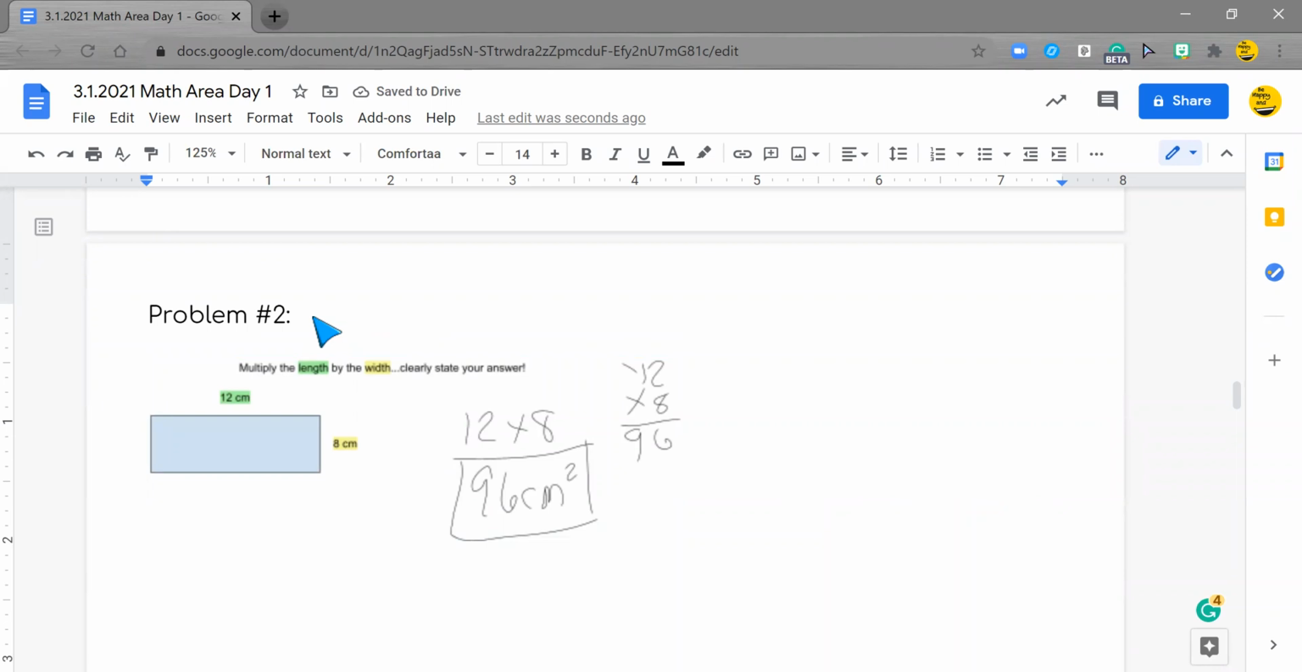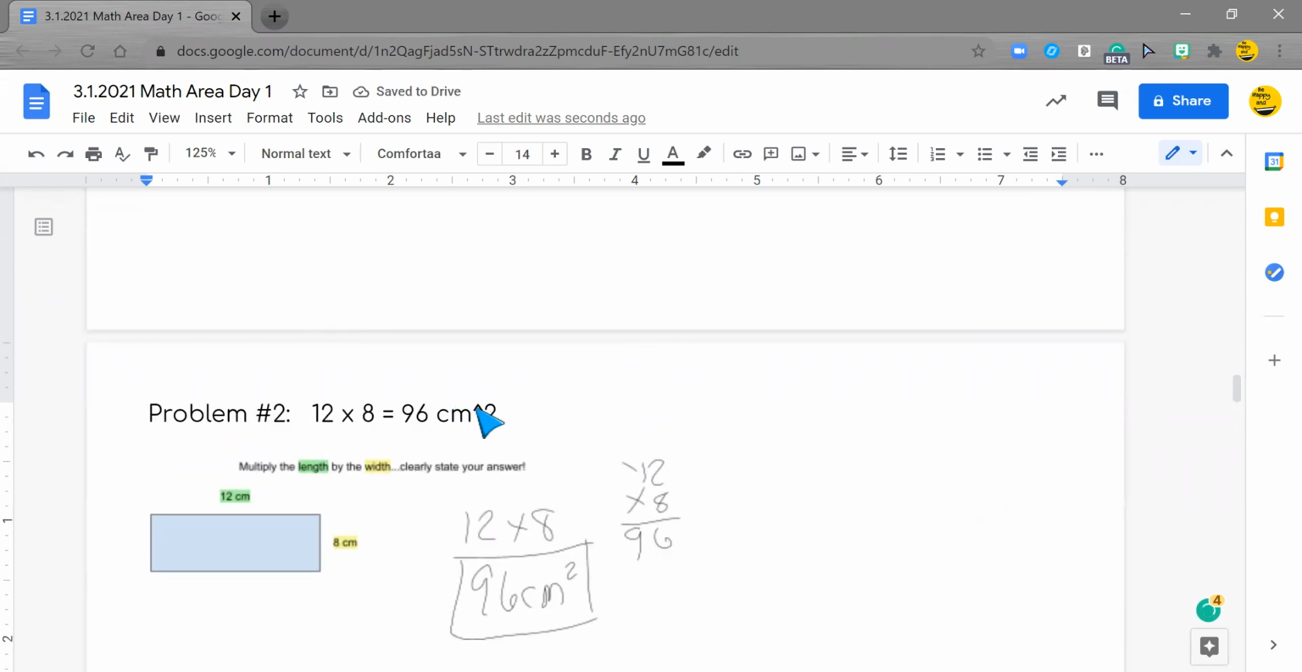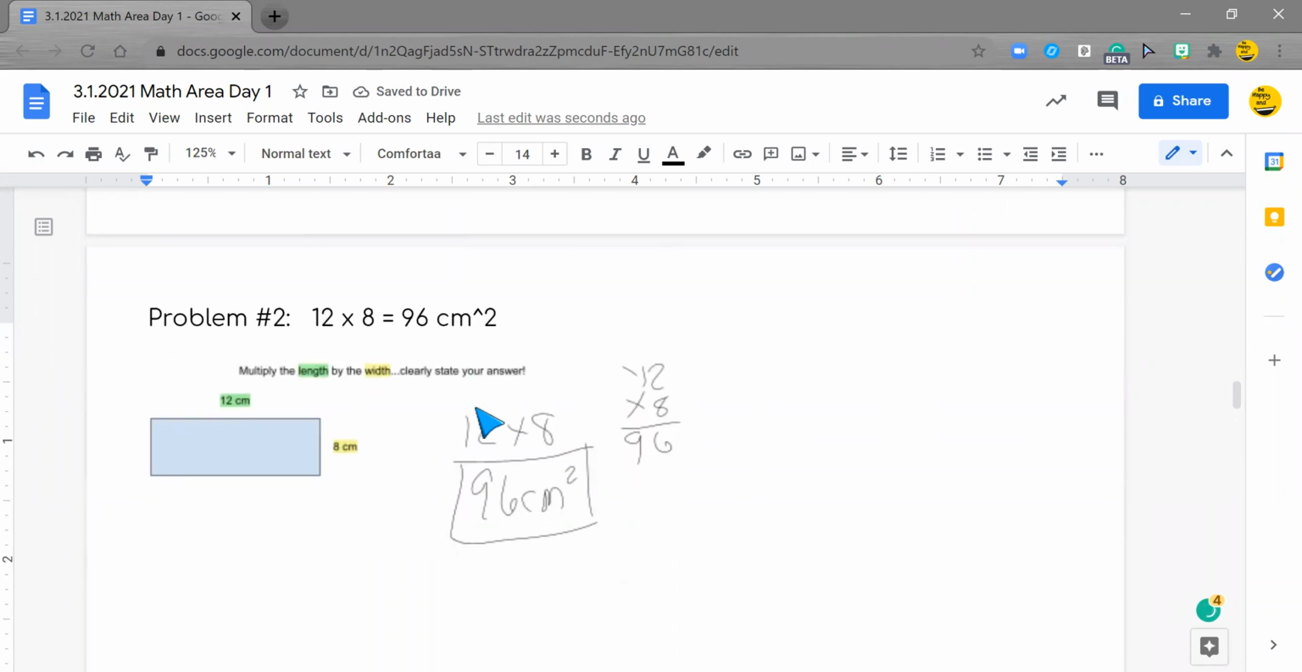And remember, if I don't have what I need, I can't get in Scribble, I'm going to do 12 times 8. Then I'll figure out the answer and do 96 centimeters squared. And yes, the caret tells you that this is squared. I hope this made sense.